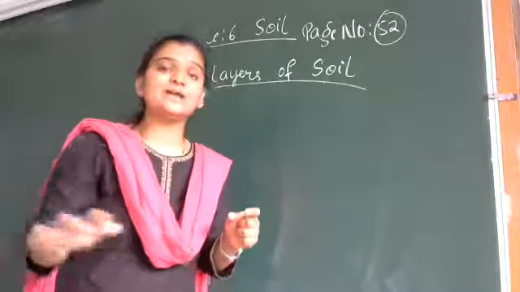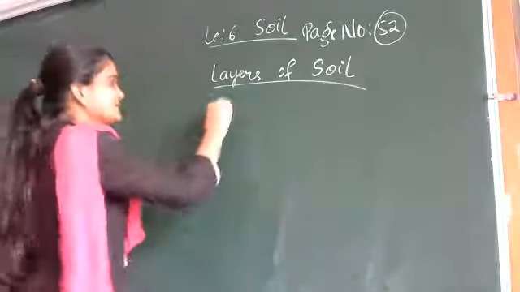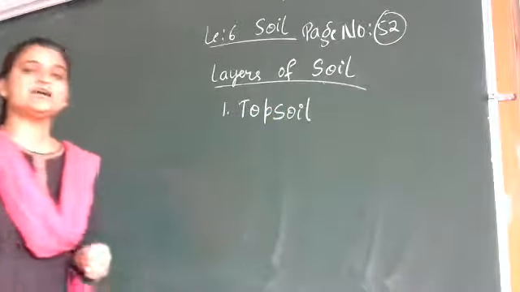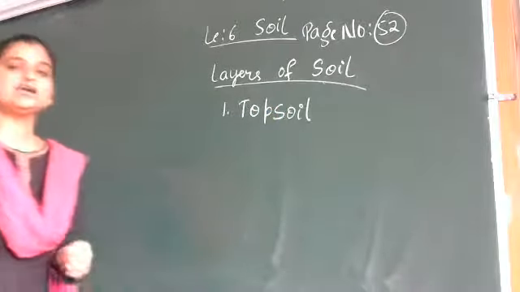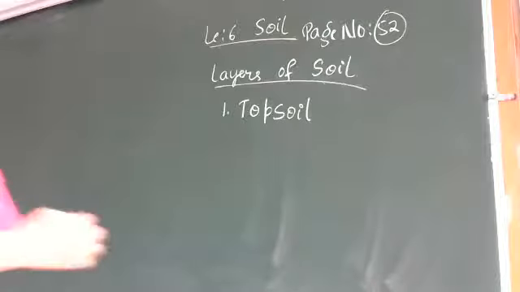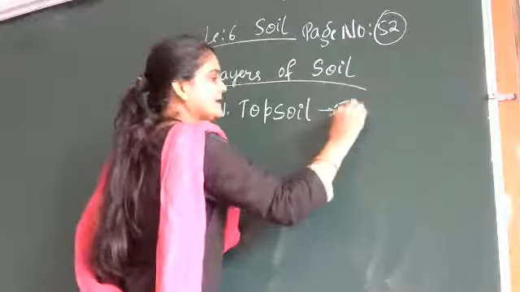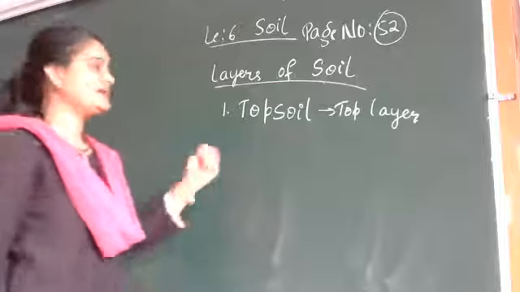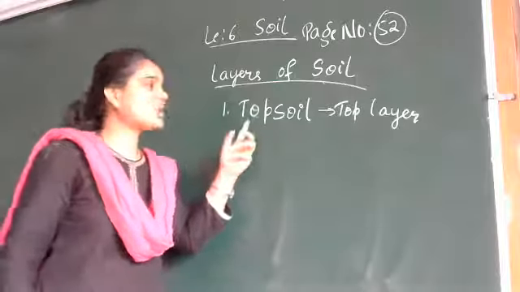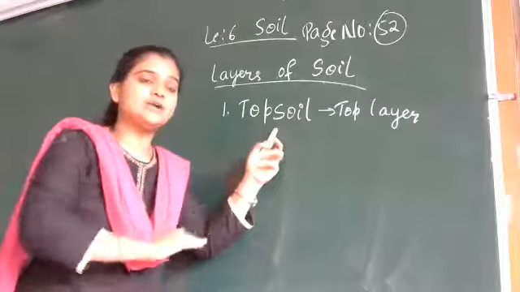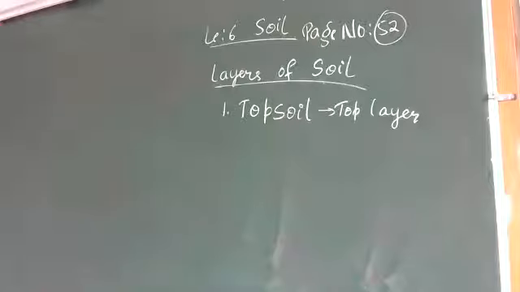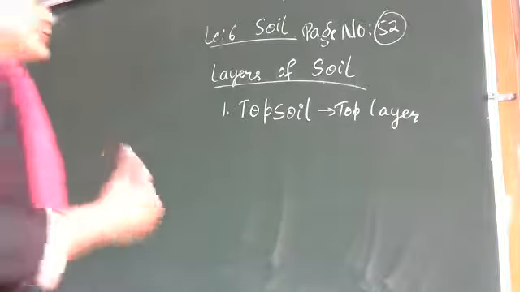And the soil that we find on the earth's surface is known as topsoil. Topsoil is the top layer of soil. The name itself tells us that topsoil means the top layer of a soil. Next, it contains a lot of humus.